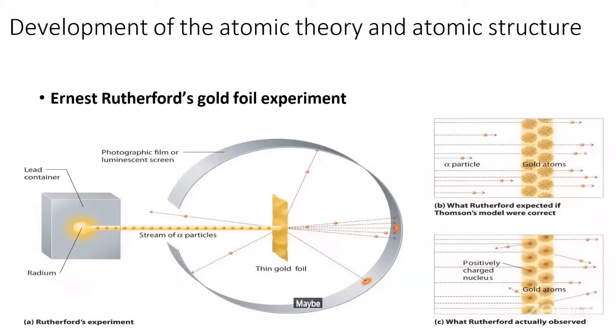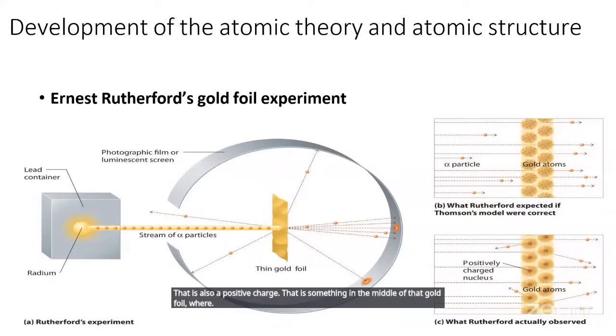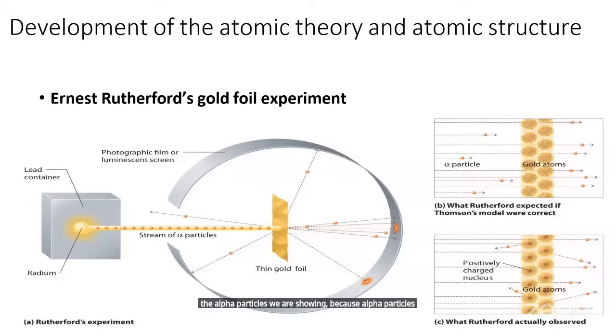Maybe there is something there that also has a positive charge, something in the middle of that gold foil where the alpha particles were shot, because alpha particles are positively charged particles. And we know that like charges repel each other. So if something is deflecting them to the side, that means there is a repulsion. Whatever that is there has a positive charge to repel the positive charge of the alpha particle that is being shot in the middle.